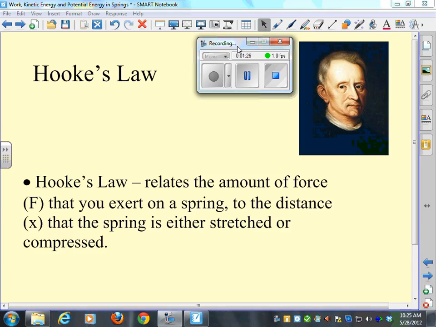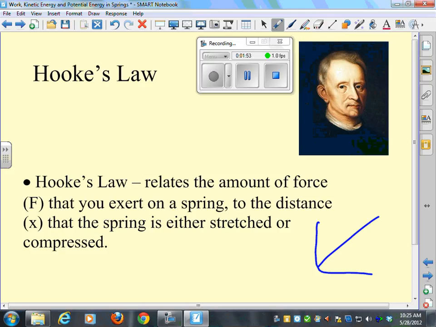All right, so Hooke's law relates the amount of force, F, that you exert on a spring to the distance, x, that the spring is either stretched or compressed. In other words, he wanted to know the relationship between force and distance. You should have determined this relationship on Thursday already. Many of you discovered that the graph was a direct relationship, which means it was a straight line. Is that what you found, Stefan? Yes. I saw that group's graph, it was almost perfectly straight. We usually get pretty good results there.